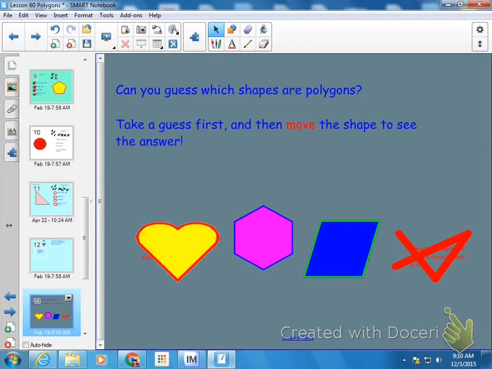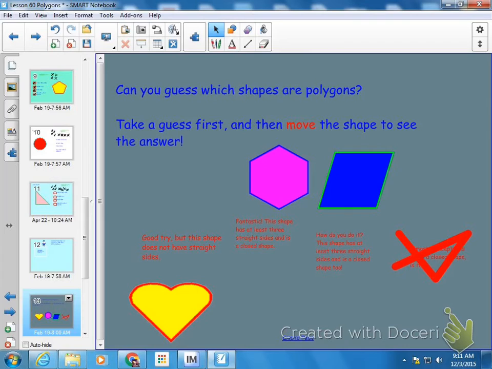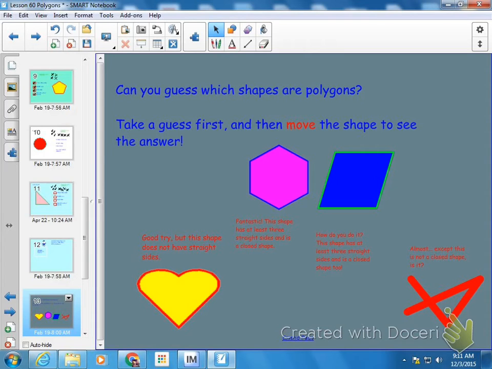Okay, so look at these shapes right here. Can you guess which shapes are polygons? Well, which shapes do you think are polygons? The purple. Is it a polygon? Yes, it is. It has at least 3 sides. All sides are straight. It's a closed shape, and they only meet at the endpoints. Blue. That is also a polygon. Is this heart a polygon? No, it's not. Is this funky X a polygon? No, it's not.